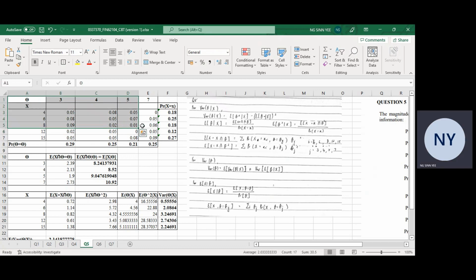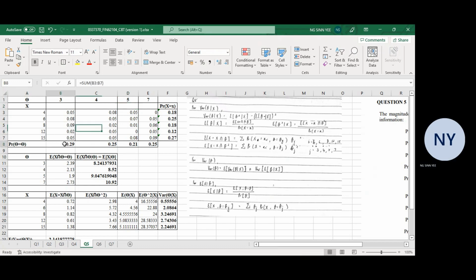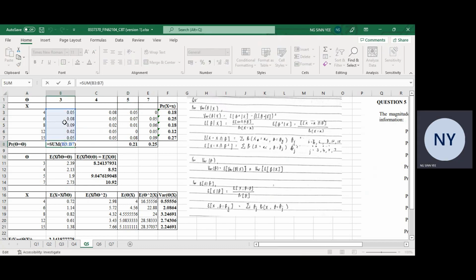This table finds the single probability of x and theta, instead of the joint probability. So what we need to do is sum all of the joint probabilities for each theta value together. For example, if theta is equal to 3, we sum the joint probabilities of x equals x and theta equals 3 together, and we obtain the probability of theta equals theta, respectively.